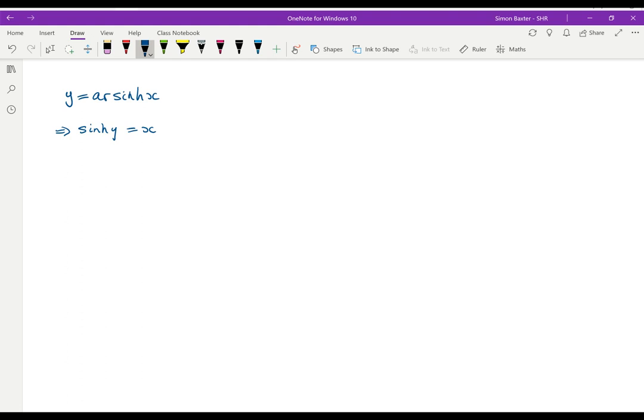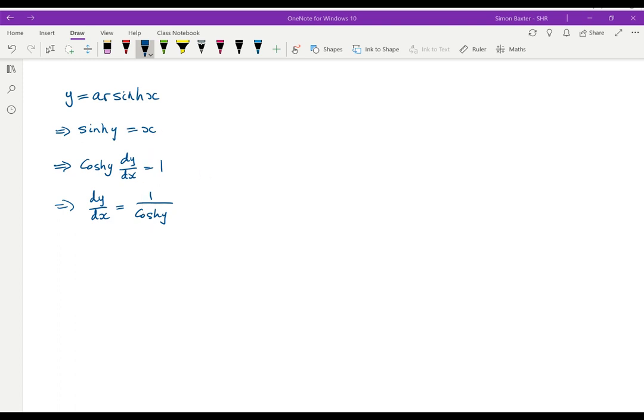Now I can use the chain rule to differentiate. Differentiating sinh gives me cosh, so I have cosh y dy by dx is 1. This gives me that dy by dx is 1 over cosh y. How can I get that back in terms of x? Well, I've got sinh y is x, here's cosh y.